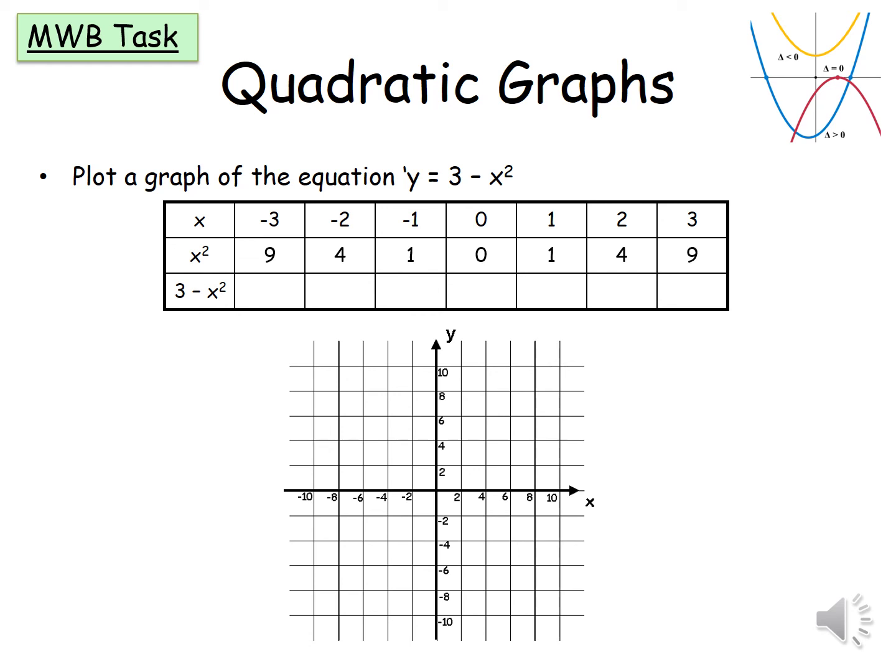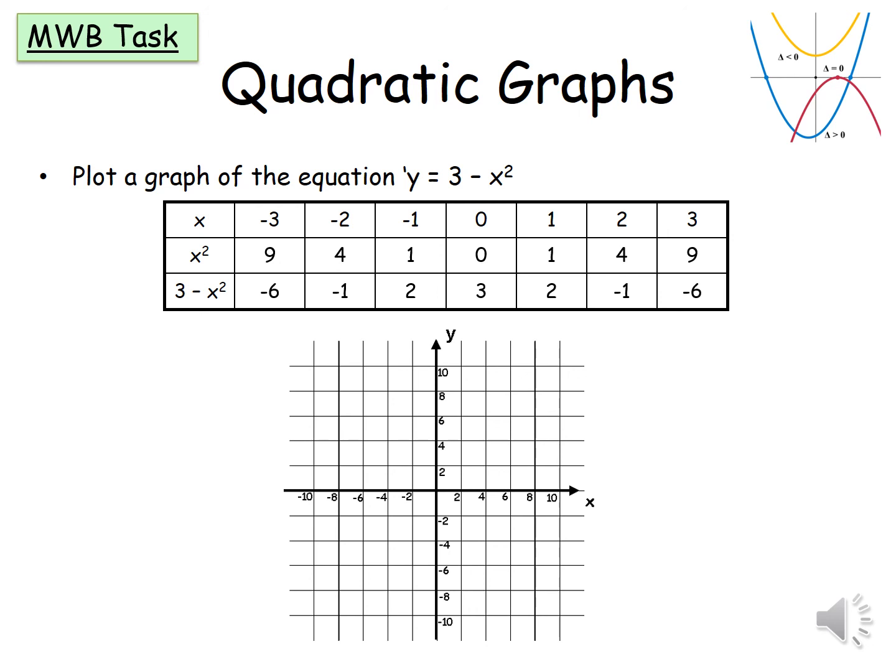Now we need to subtract the x squared values from 3. So 3 take away 9 is minus 6. 3 take away 4 is minus 1. 3 take away 1 is 2. 3 take away 0 is 3. 3 take away 1 is 2. And 3 take away 4 is minus 1. And 3 take away 9 is minus 6.